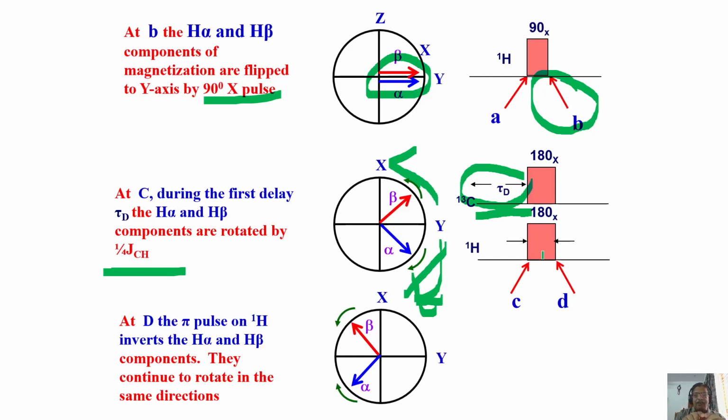And rotation on the x-axis like this is like turning a pancake. The vector which was here and here went here and here. It simply gets inverted. So now the beta component is here, alpha is here. They continue to move in the same direction. That is what is happening as far as the proton vectors are concerned.